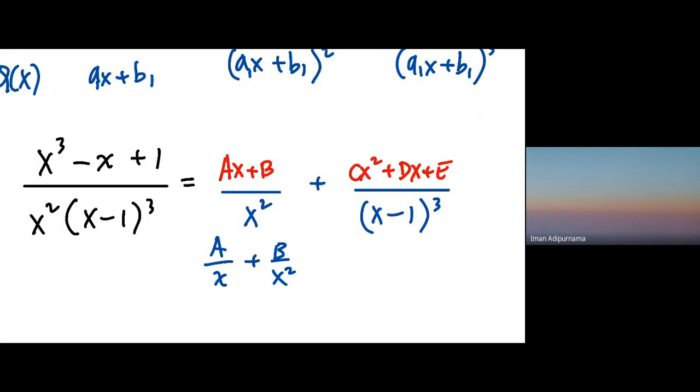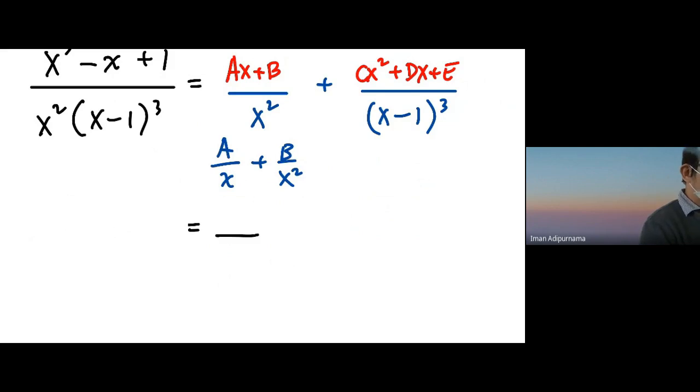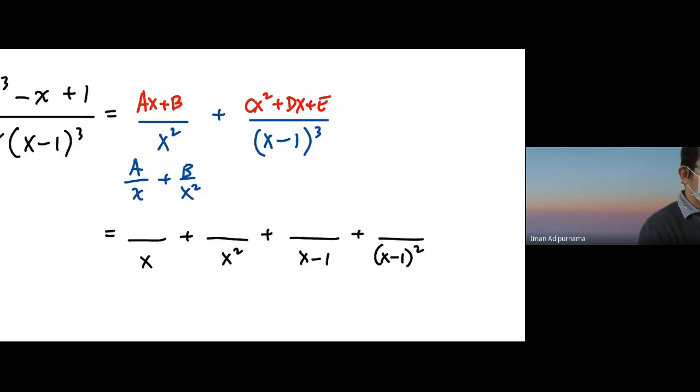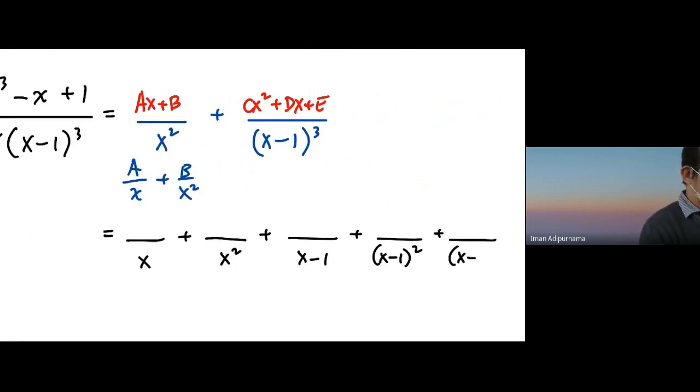So basically, whenever we have a factor that is repeated, we can also divide. For example, we have x squared and then x minus 1 cubed. We will have 5 fractions. The first one will be x, this is x squared. The second one will be x minus 1, x minus 1 squared. And then the last one will be x minus 1 cubed. And the top equation will be perfectly a constant.